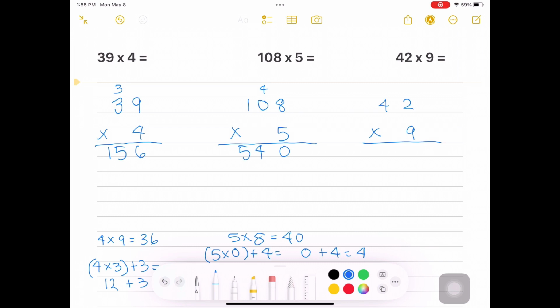42 times 9. Work with the ones column. 9 times 2 equals 18. Write down the 8, carry the 1. 9 times 4 plus 1 equals 36 plus 1, which equals 37. So you write down 37. 42 times 9 equals 378.